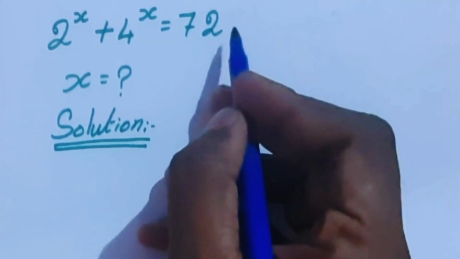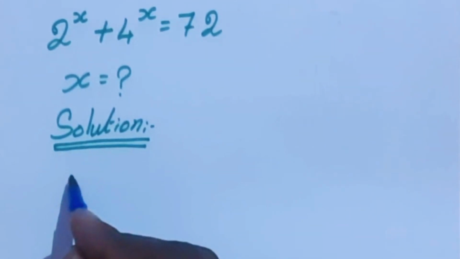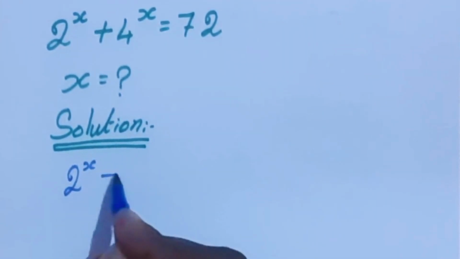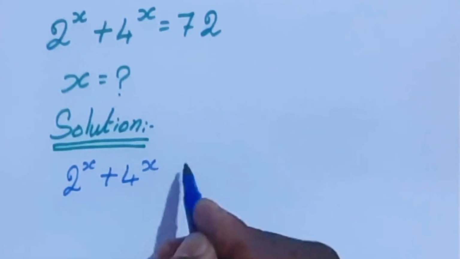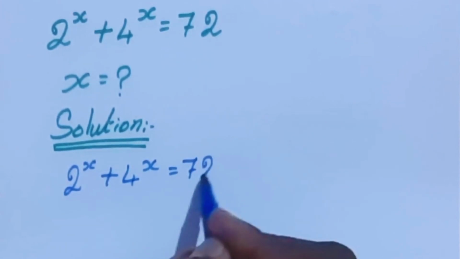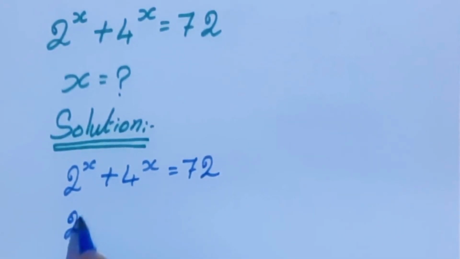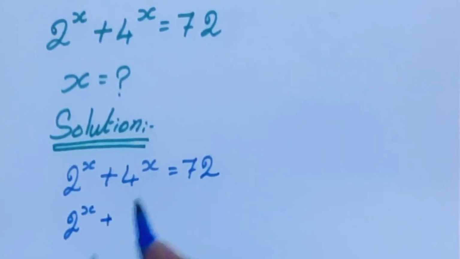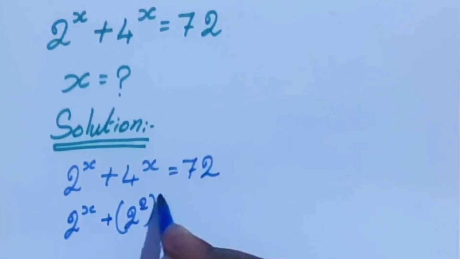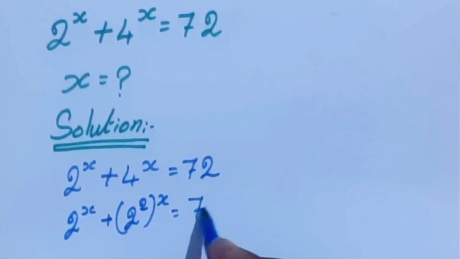Today we are going to solve this problem to find the x value. Solution: 2^x + 4^x = 72. Here 4^x can be written as (2^2)^x, so the equation becomes 2^x + (2^2)^x = 72.